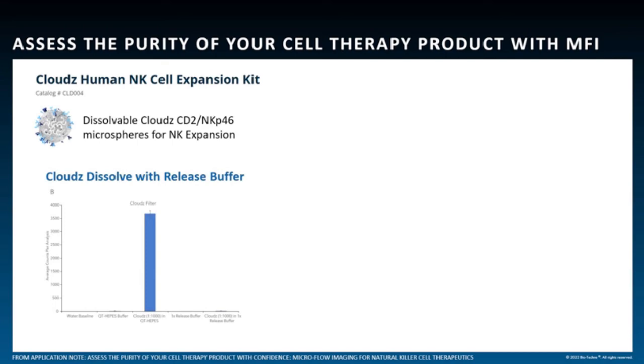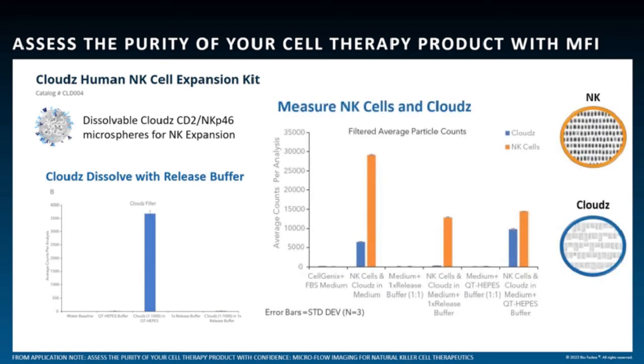Now, coming out of an NK expansion, when it's time to dissolve the Clouds, we can look and compare before and after the addition of release buffer. And because MFI can easily distinguish the two particle populations in the same sample, as shown in the inset images on the right, the amount of residual Clouds, if any, can be monitored as part of the expansion process. In this example, shown in the middle are the NK cells in release buffer, and then on the right is the NK cells in the absence of release buffer. So a dramatic loss of the NK particles upon addition of release buffer, giving you essentially a pure cell population at the end.